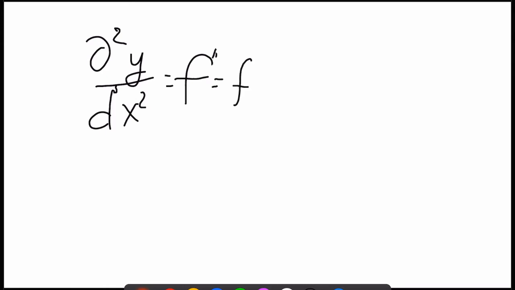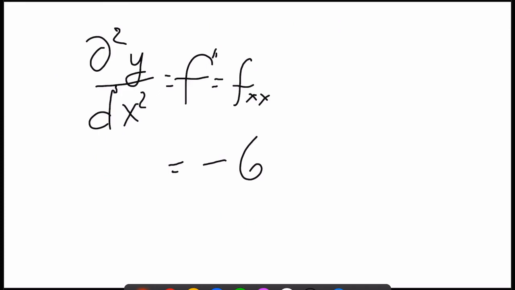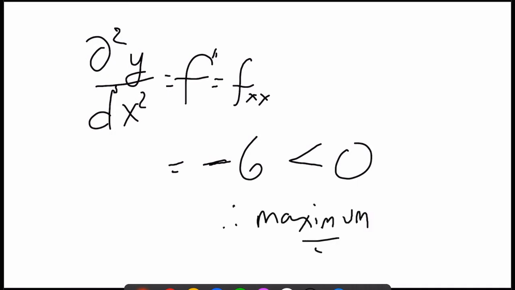Now we go take the second derivative, which you could do as xx. We like xx actually in this context. But now we're going to say that equals minus 6. Right? The 36 goes to 0. We get minus 6. That's less than 0. Therefore, we have a maximum. Okay? And we're done. All right.